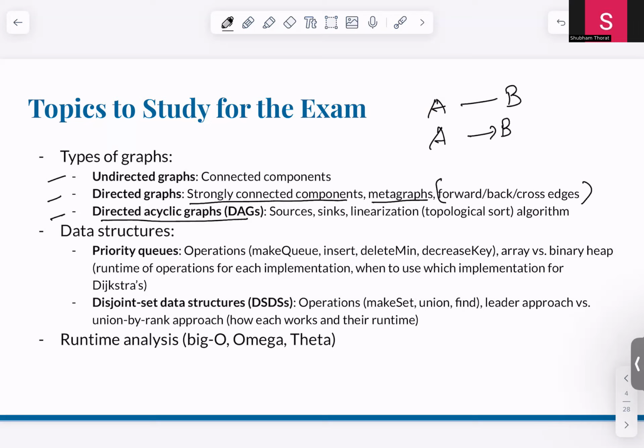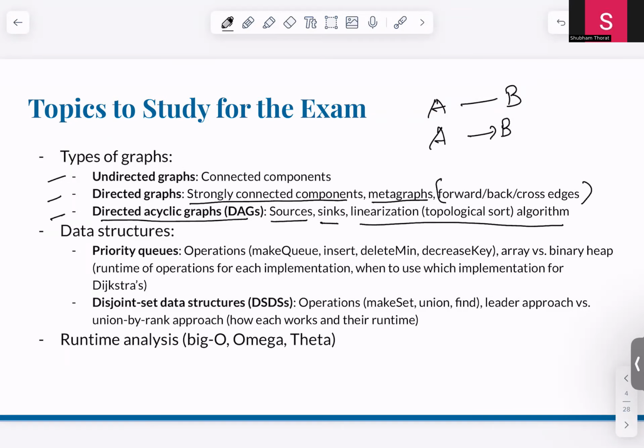Okay. Directed graphs. In directed graphs, we have SCCs, metagraphs, and all these definitions of different types of edges. One special graph in directed graphs is the DAG. In a DAG, we do not have any cycles. That's why we have sources, sinks, and linearization, like the topological sorting algorithm. Make sure you also go through how to linearize a directed acyclic graph. This might help you out in solving a lot of problems.